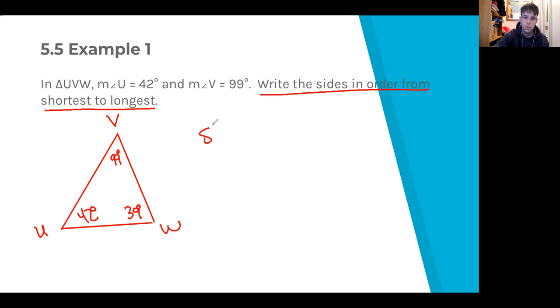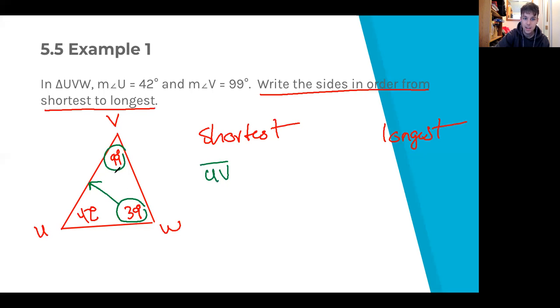Okay, so we want to know what is the shortest side. That will be the first one that we list. Our shortest side is going to be across from the smallest angle. So our smallest angle is across from the shortest side, which is UV. Now our longest side is going to be across from the greatest angle. So the greatest angle here is V, 99 degrees. That is across from UW. So UW is the longest side, which leaves our other side here, VW, in the middle.